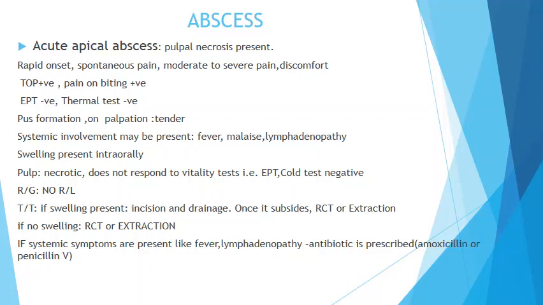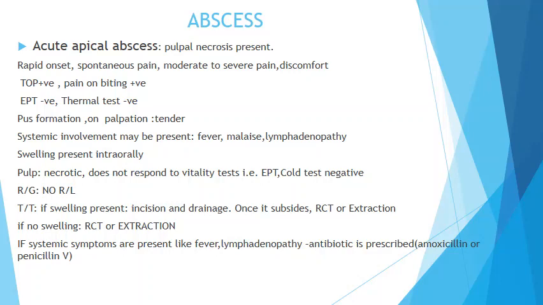So the pulp is necrotic, does not respond to vitality test, EPT negative, cold test negative, heat test negative. Radiographic feature, you will not see radiolucency. Why? Because this is acute. Acute, it was rapid, so we will not see radiographic changes because it is rapid onset. But there will be tenderness to percussion, pain on biting, yes, present. Remember these things. There might be systemic involvement present.